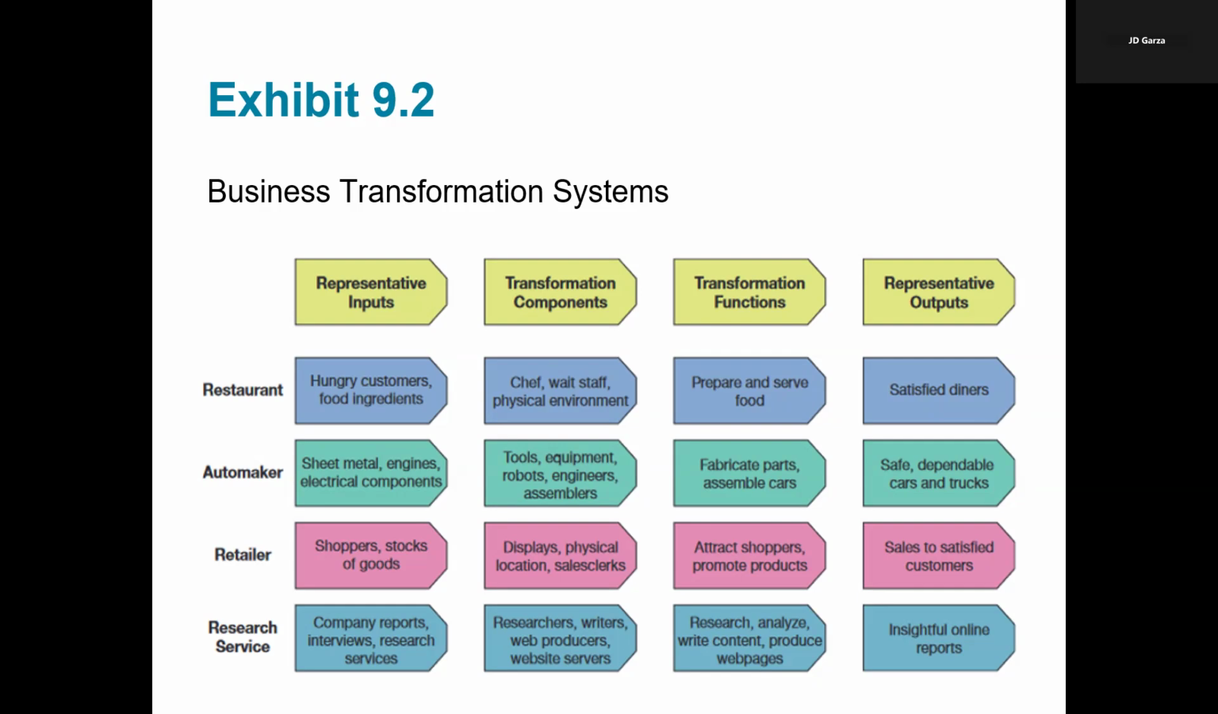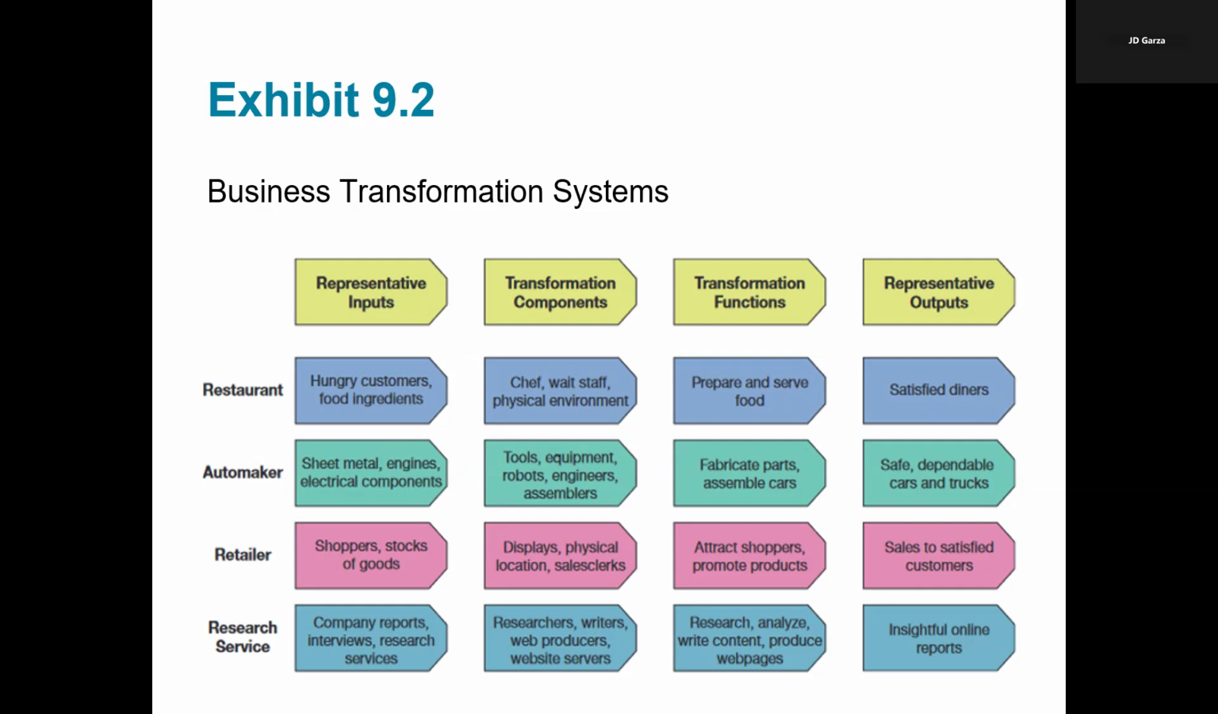It's structured around three key elements: the inputs, the transformation components and functions, and the outputs. Okay, so I'm going to break down each one of them. I'm only going to cover, let's say, the first one and the third one, which will be restaurant and retailer. Sorry about that.